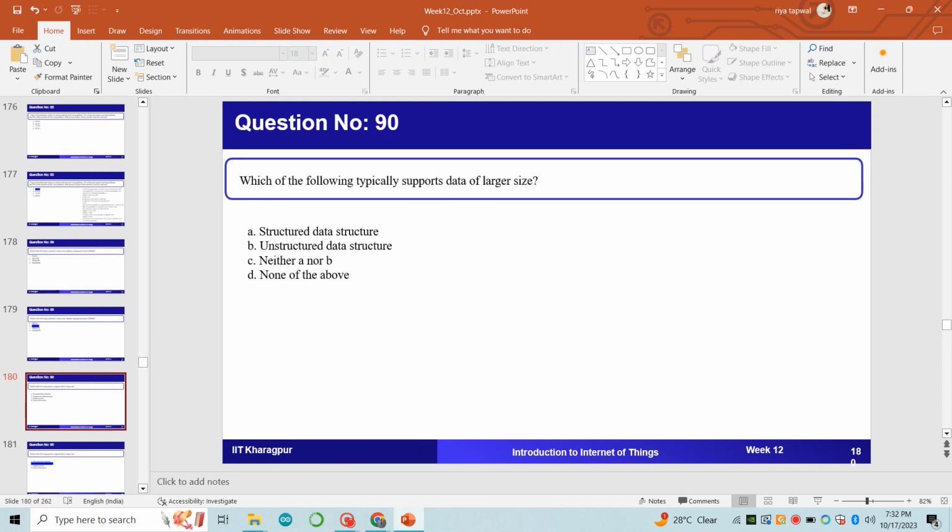Next question is, which of the following typically supports data of larger size? Options are structured data structure, unstructured data structure, neither A nor B, none of the above. Unstructured data structure. Right, it's unstructured data structure.